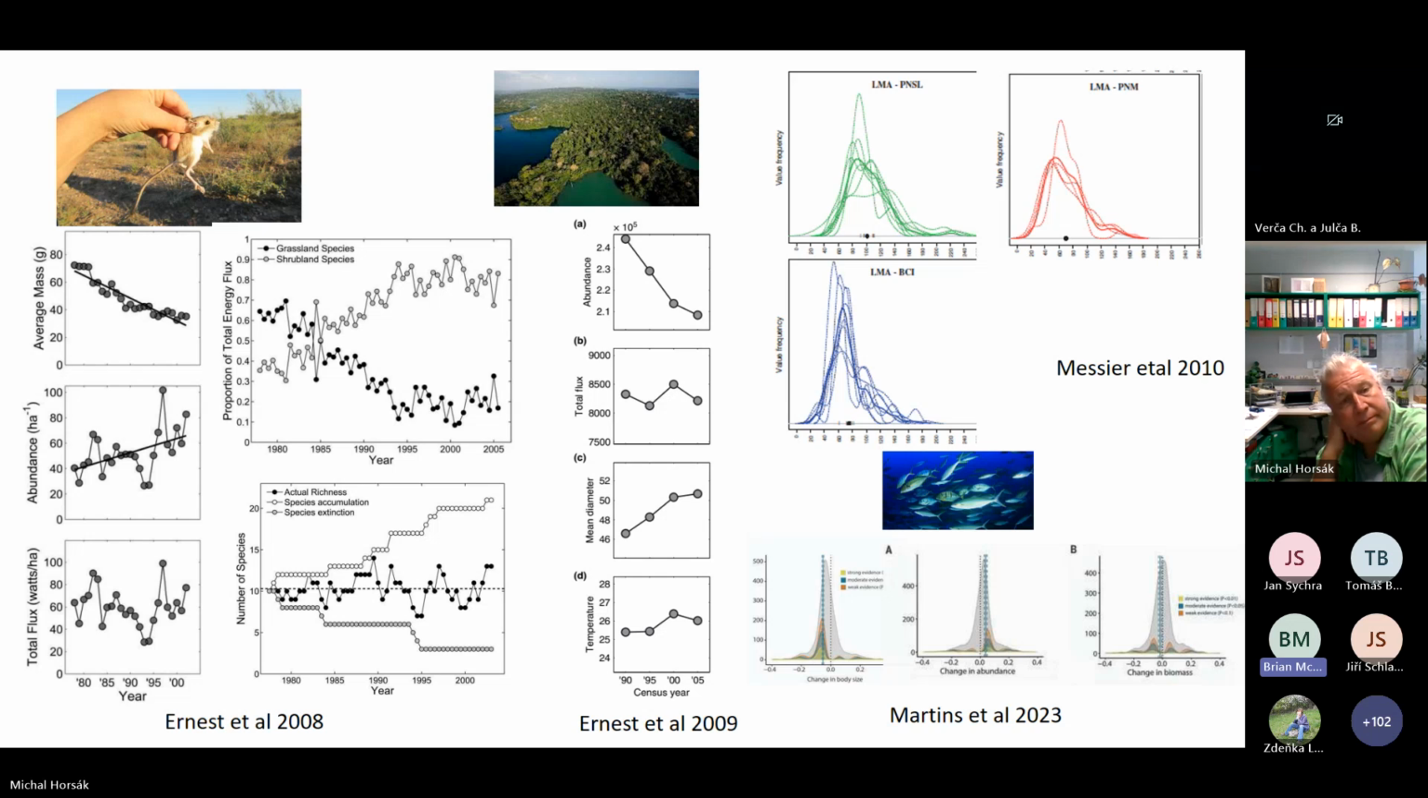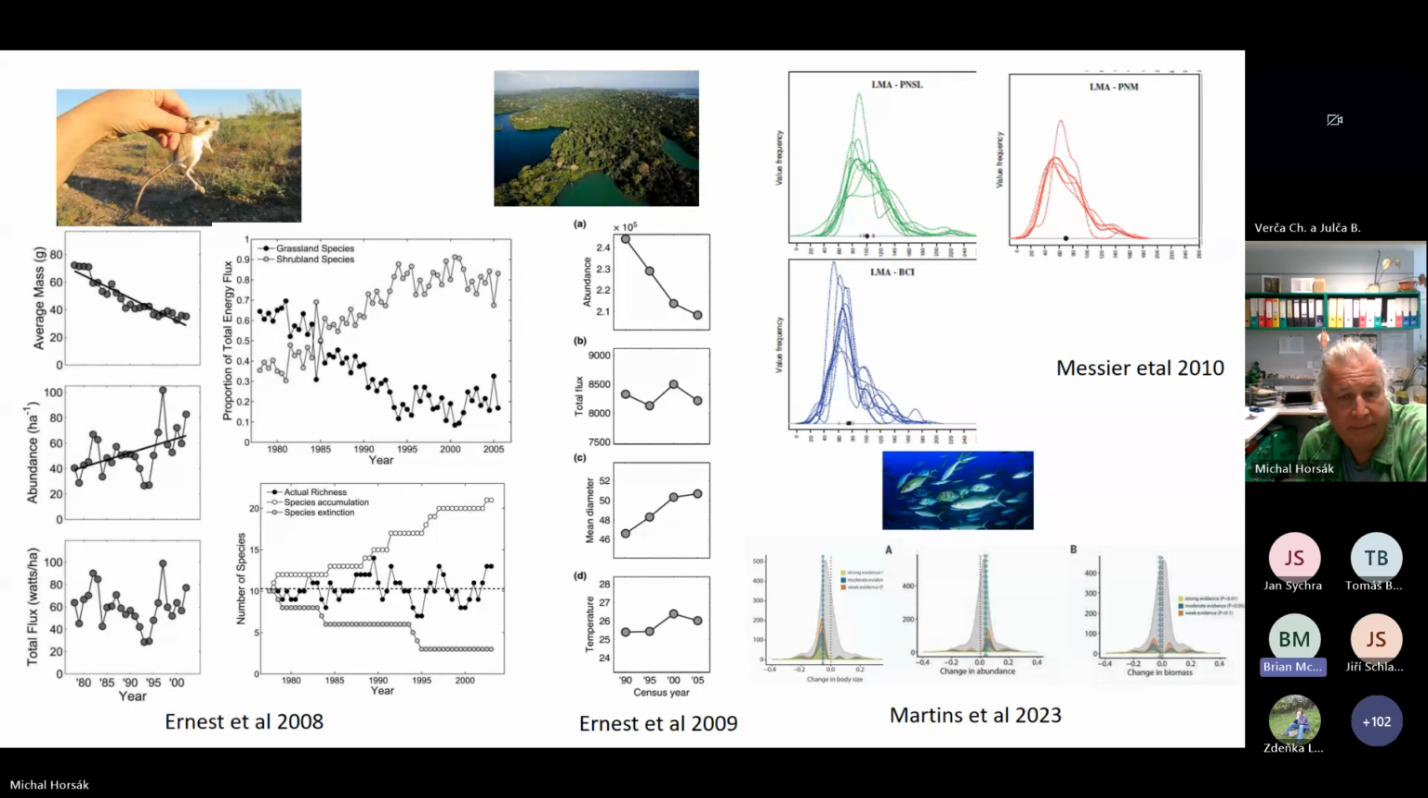The figure below and to the right of that cute little rodent is grassland species versus shrubland species. They had a complete turnover in the basic biome of the rodent community, going from a strong grassland community to a strong shrubland community. And also species richness, that graph down at the bottom, was constant.